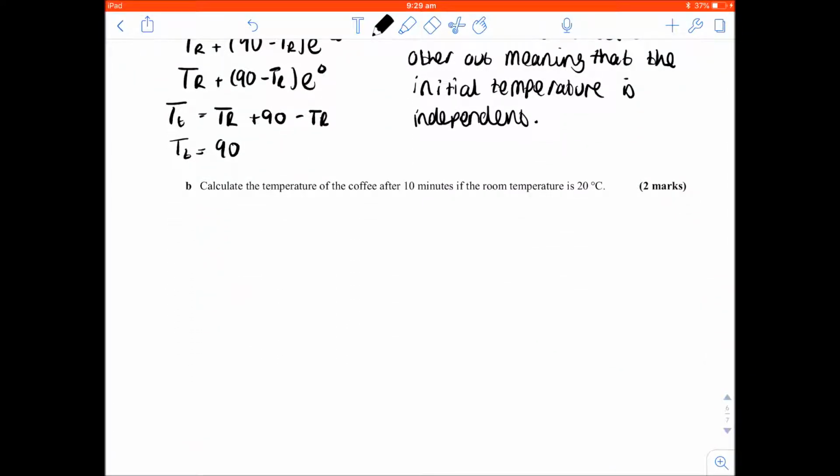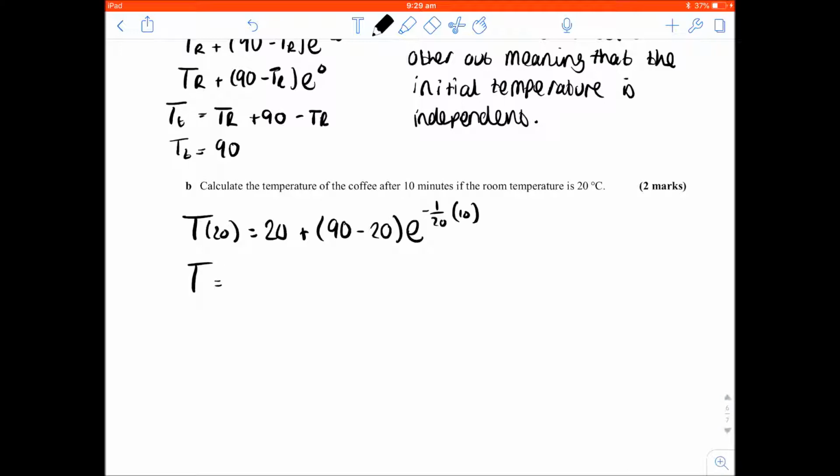Part B, calculate the temperature of the coffee after 10 minutes if the room temperature is 20 degrees centigrade. So what we've got is T of t, sorry, T 20 is equal to 20 add 90 minus 20 e to the minus a 20th of 10, subbing our values in for 10 minutes and 20 degrees.